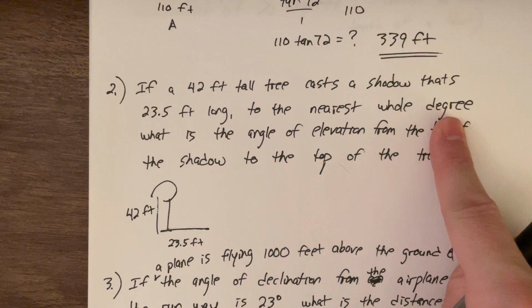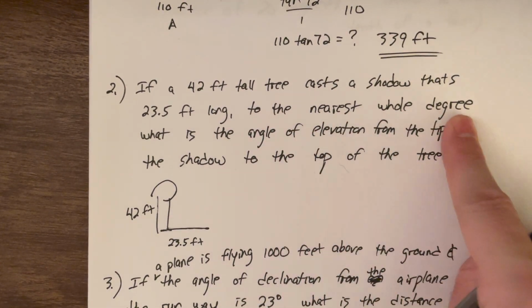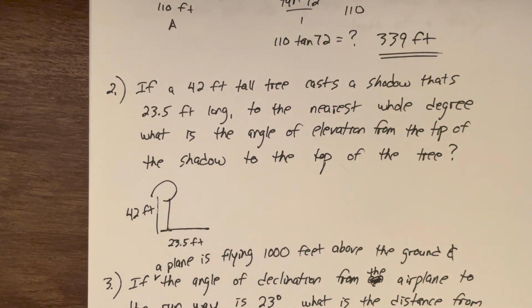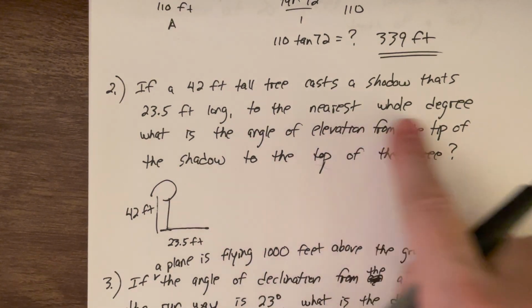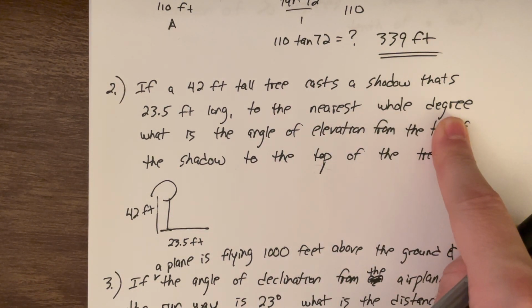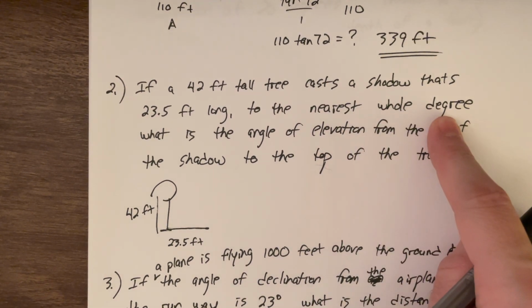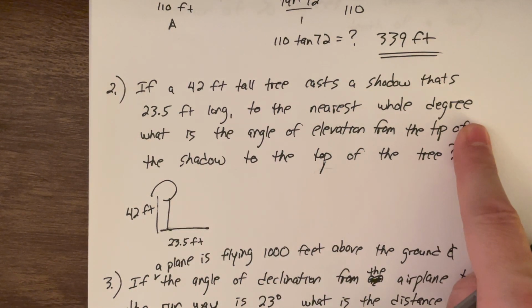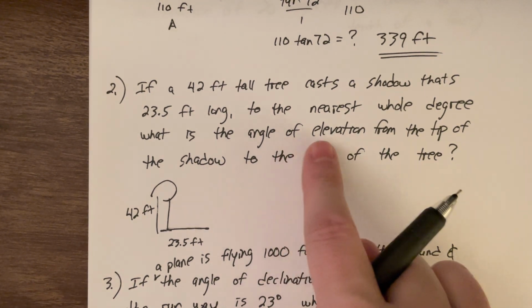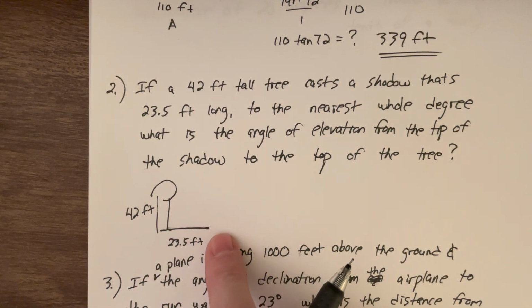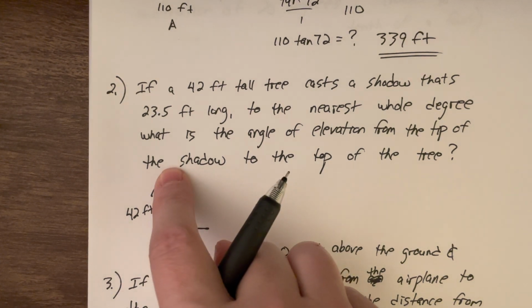Now, what are we looking for? We're looking to the nearest whole degree. Well, there's two things. First, make sure your calculator is in degree mode. And to the nearest whole degree, more rounding directions, so at the end, we know how far to round. But what are we looking for? Well, we're looking for an angle. But which angle? The angle of elevation from the tip of the shadow to the top of the tree.